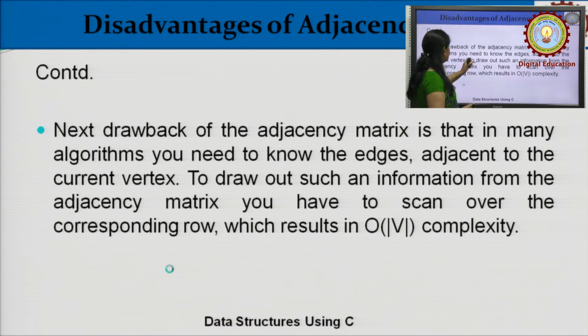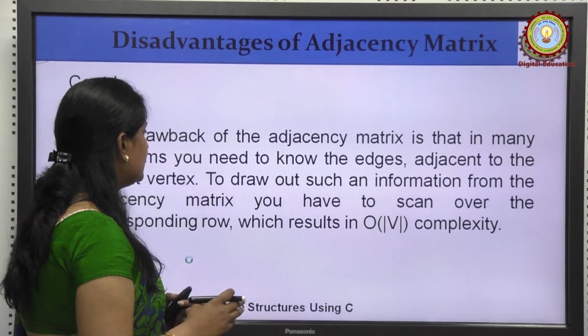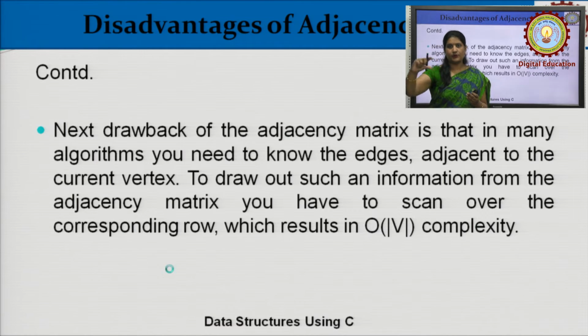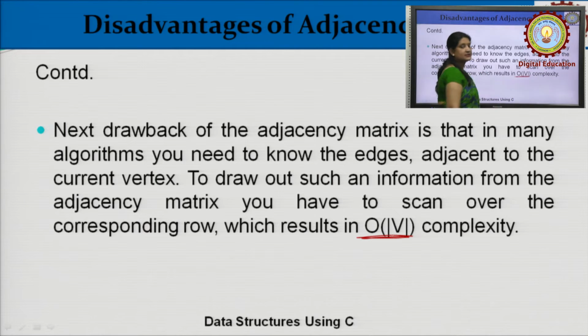Next, the next drawback of the adjacency matrix is that in many algorithms you need to know the edges adjacent to the current vertex. आपकी यदि एक क्वेरी है कि इस पर्टिकुलर वर्टेक्स पे कितने वर्टेक्स एडजेसेंट हैं, तो उसके लिए आपको पूरी रो को विजिट करना पड़ेगा. तो ये कितना टाइम लेगा? ऑर्डर ऑफ वी, जितने नंबर ऑफ नोड्स हैं, क्योंकि हमारे कॉलम किससे एसोसिएटेड हैं? vertices से, तो it will take order of V complexity. So this is the major drawback.